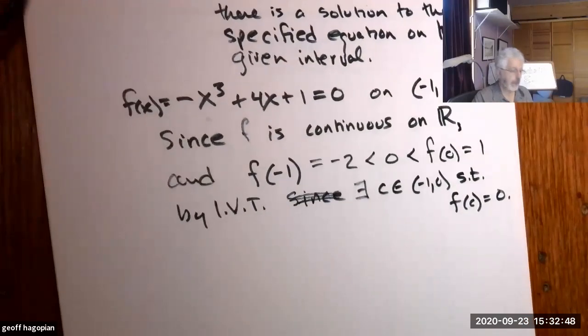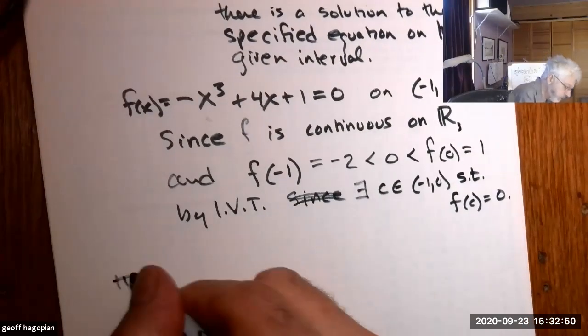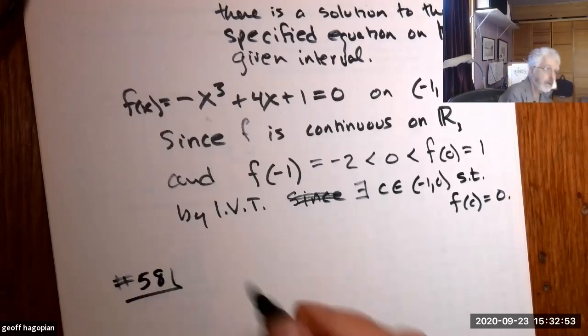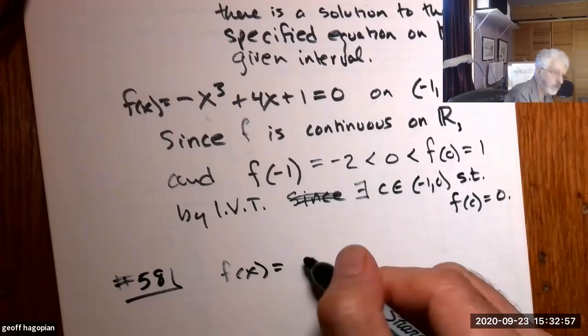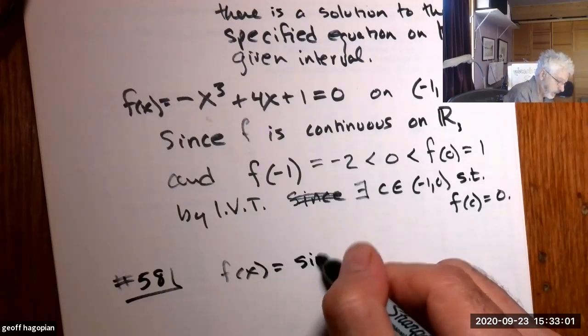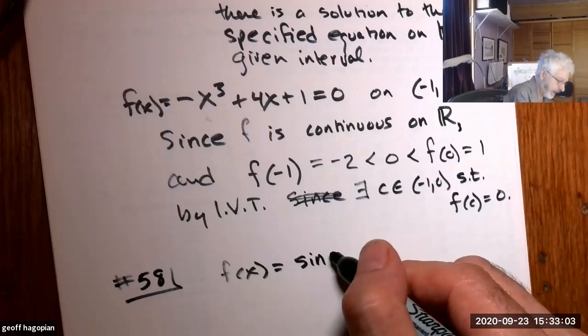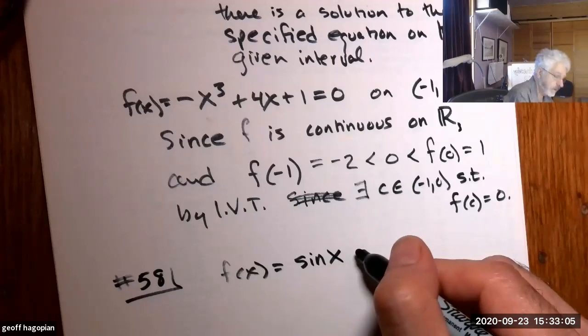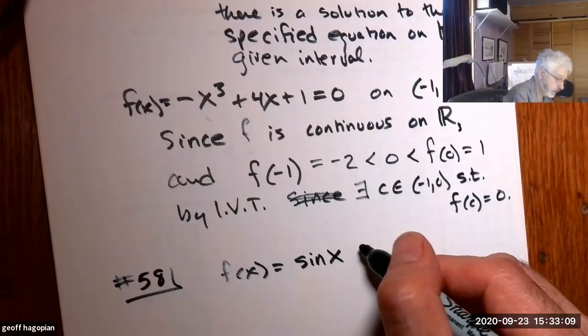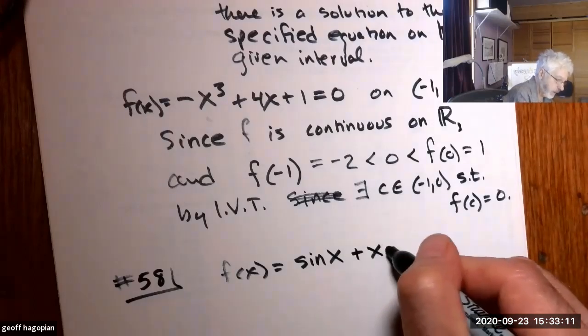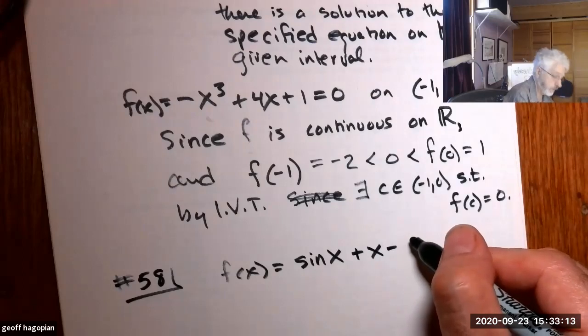How about number 58? I imagine some of these are going to be a little bit trickier maybe. So here we have f of x equals, oh, okay, they don't actually say what f of x is. And so it's your job to choose f of x. And I'm going to choose it like so.